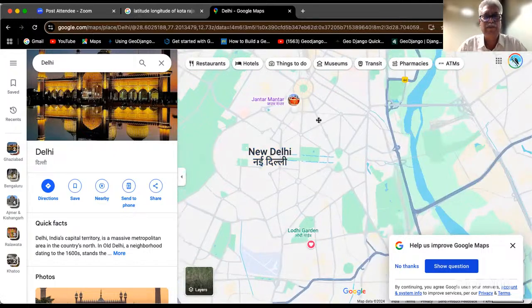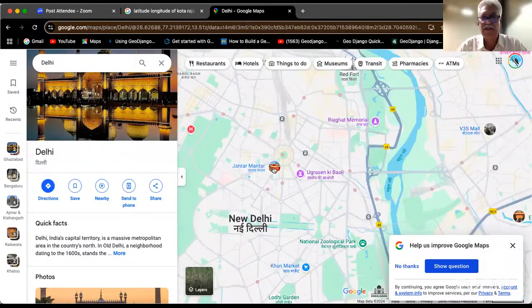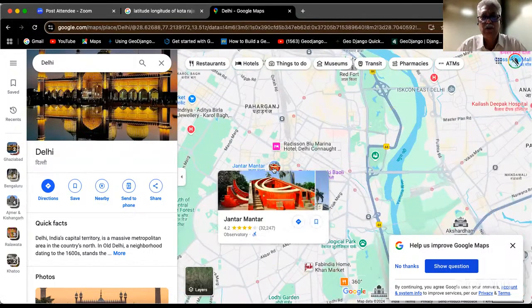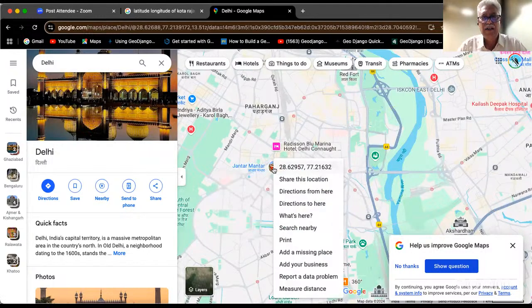Okay, Jantar Mantar, exactly you want to find out this place. Suppose this birthplace, you go here and then right click and get this value. Delhi is a very big place, so it is better if you take the minute value of this, the exact value actually. You can do these values.